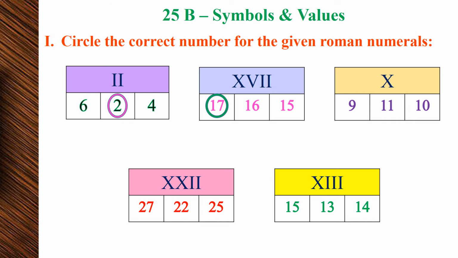Okay. The next one, X. We know that X is equal to 10. And the fourth one is X, I, I. Okay. So, X is equal to 10, I is equal to 1. So, 22 is the right one in this. And the fifth one is X, I, I, I. So, on adding them, we get 13 is the right answer for the fifth one.